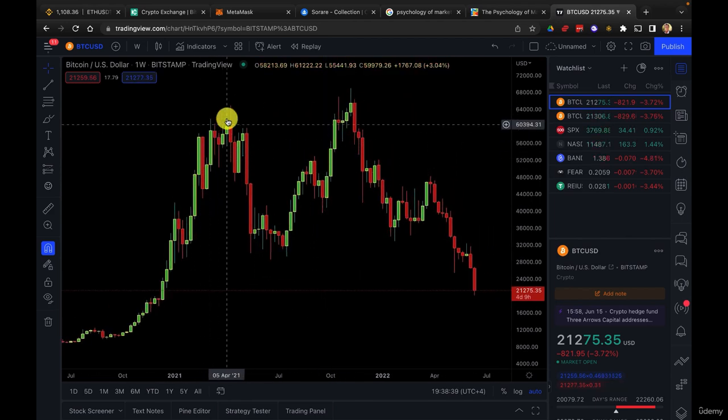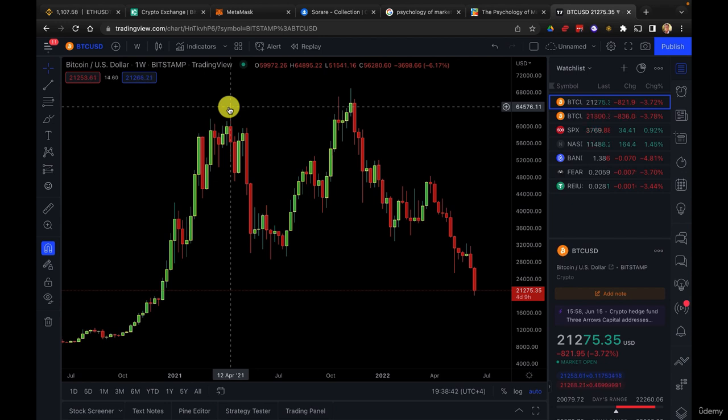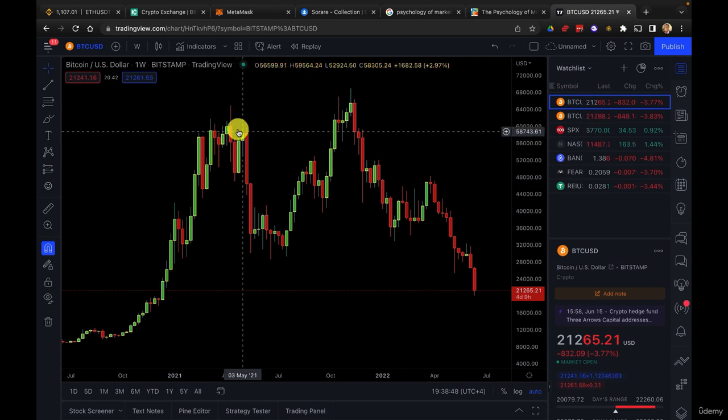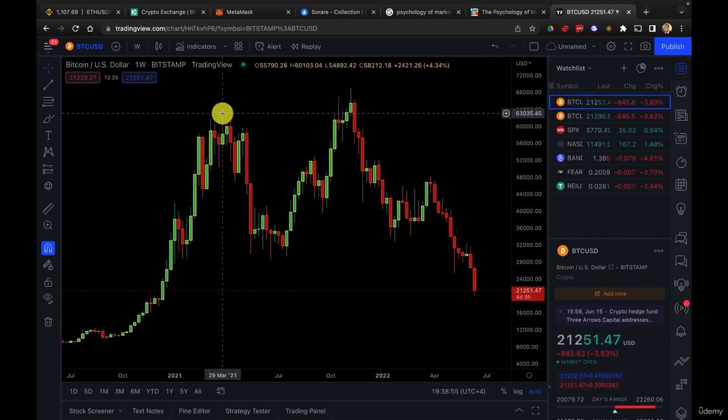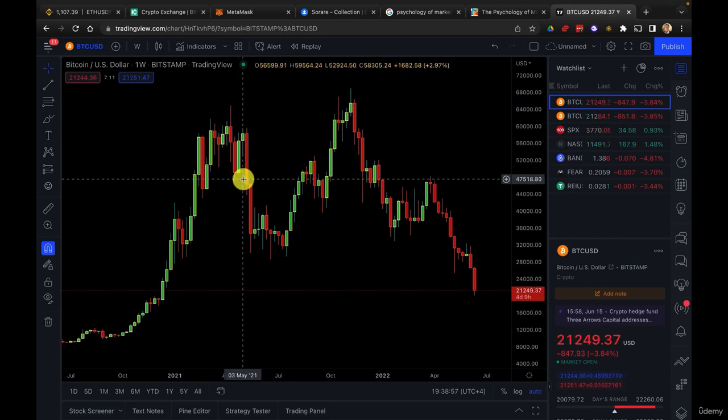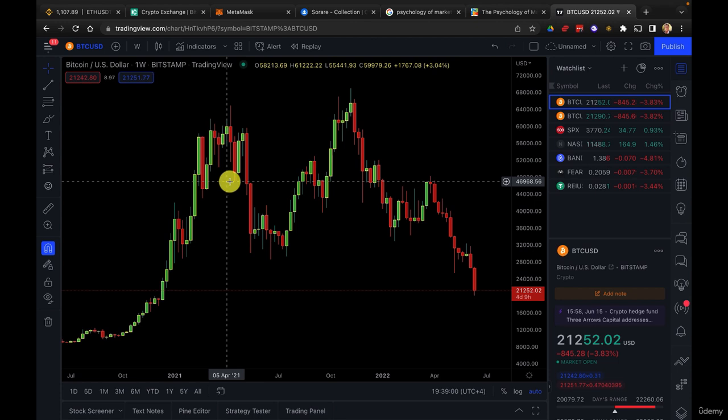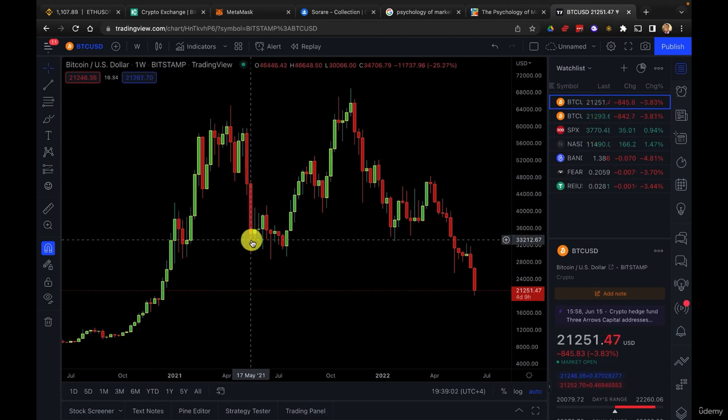So this is the first part of the M with the top of the cycle. Then we go back down. This is the bottom in the middle of the M. Then we go back up, but as you can see, the second top inside the M is lower, much lower than the first top inside the M. And then once we go below the middle of the M, that's when the M is validated, and that's when we have a big fall.